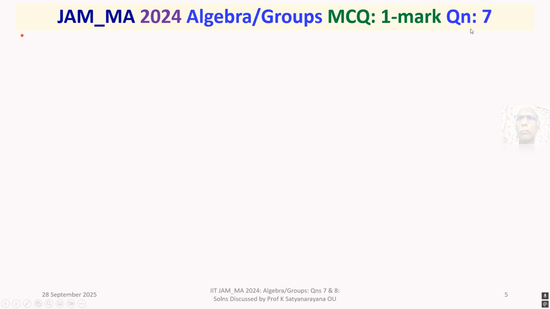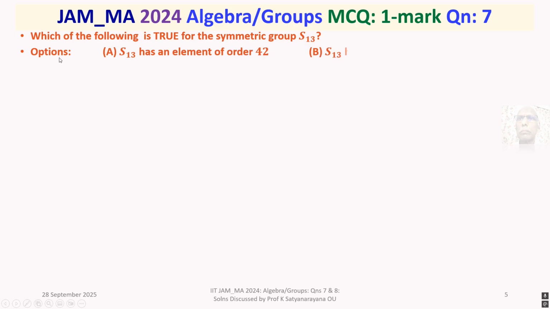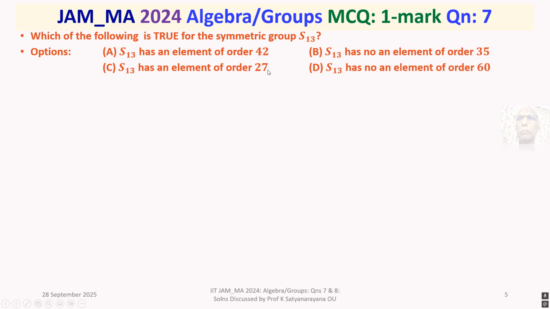This is question number 7. Which of the following is true for the symmetric group S13? We are given 4 options. Option A, S13 has an element of order 42. Option B, S13 has no element of order 35. Option C, S13 has an element of order 27. Option D, S13 has no element of order 60. Let's now discuss the solution of the problem in detail.